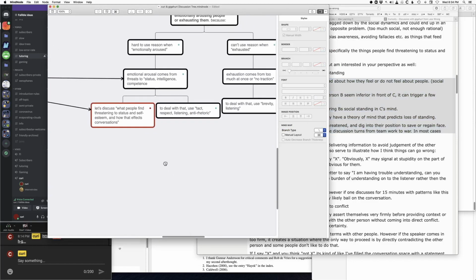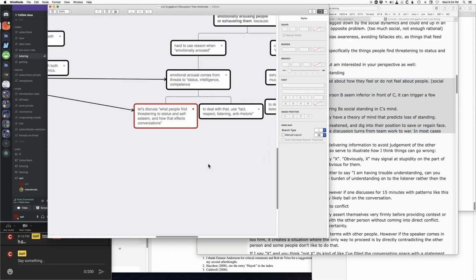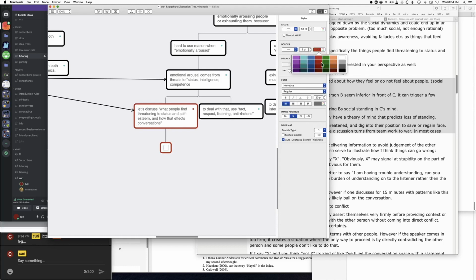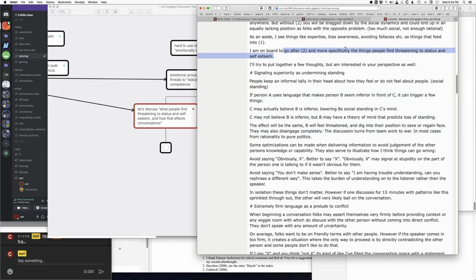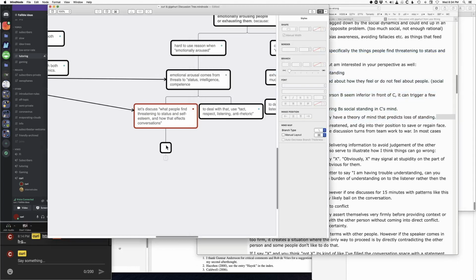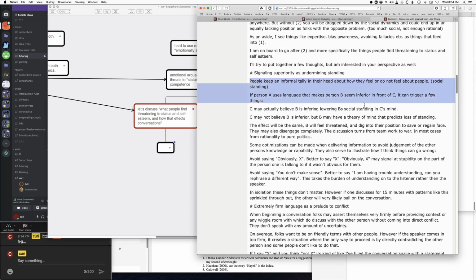Yeah, so first I have to figure out what he's responding to. So it's this thing where I said, let's discuss what people find threatening to status and self-esteem and how that affects conversations. This is the topic I said I'd bring up, and now he's responding to it, so it's going to go under here. Okay, and now I have to figure out how to put his argument together. What are the main points? I'll start making nodes, and then I'll move them around later.